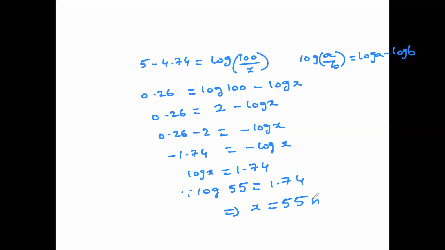So how much ml we should add? 55 ml. Very, very important numerical and lengthy process, so please note it down stepwise. 5 minus 4.74 is equal to log 100 by x. So 0.26 is equal to log 100 minus log x, that is 0.26 equal to 2 minus log x. Like this you have to get. Since log of a by b is equal to log a minus log b, I have to do the step like this. So the answer is 55 ml. So the previous question answer is 55 ml. Please copy down this calculation part. Very, very important model. How much volume you should add means we have to take into consideration this formula.